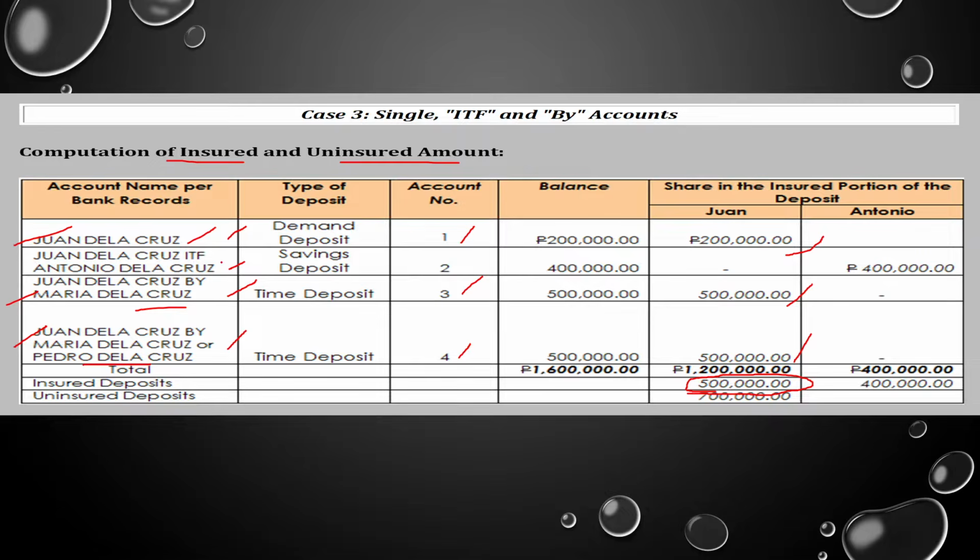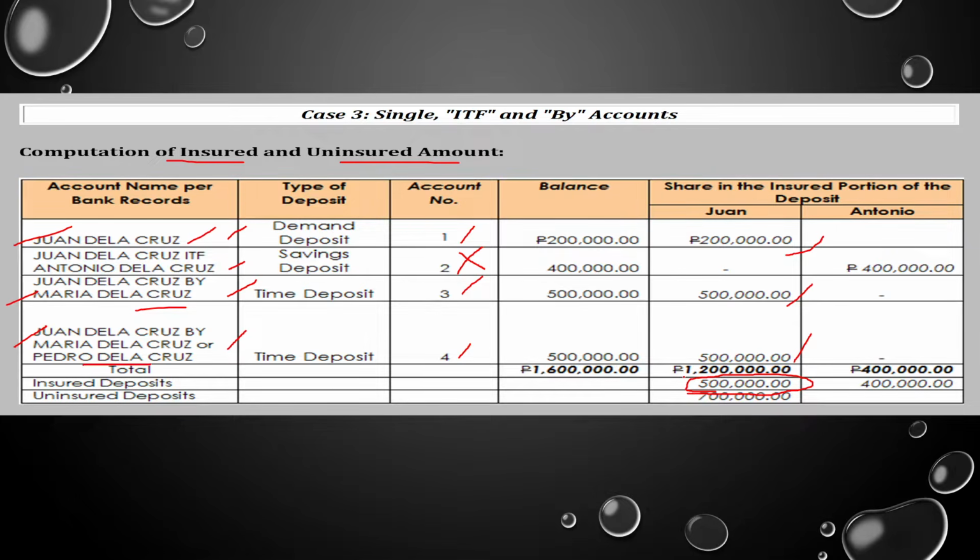Sir, what about yung second account? Yung Juan de la Cruz in trust for Antonio de la Cruz. So, yung account number 2 is owned by Antonio de la Cruz. So, therefore, wala siyang share dyan in the insured portion of the deposit. Okay? So, magkano yung total deposit ni Juan de la Cruz? So, 200 plus 500 plus 500 or a total of 1.2 million.